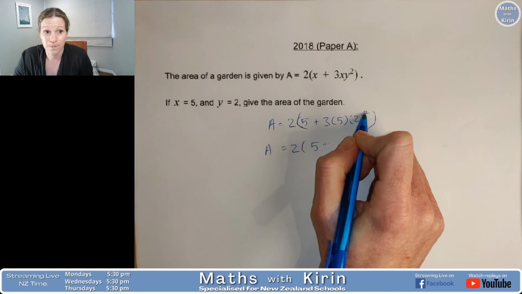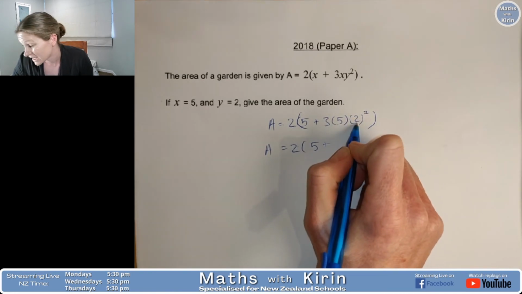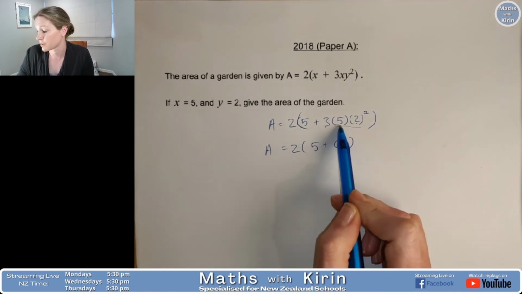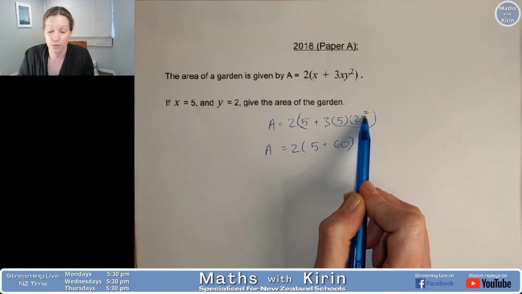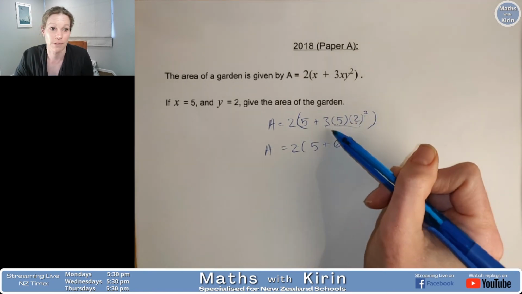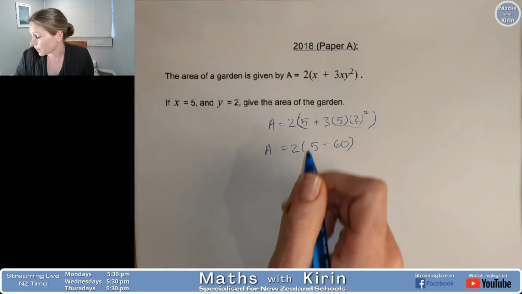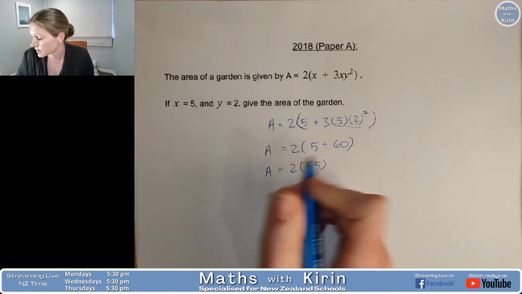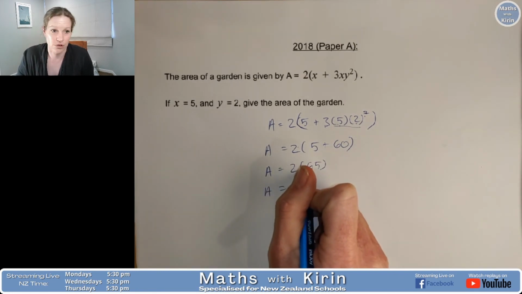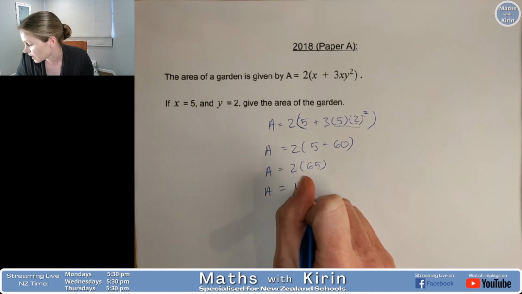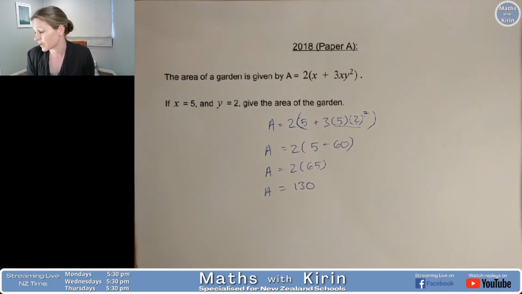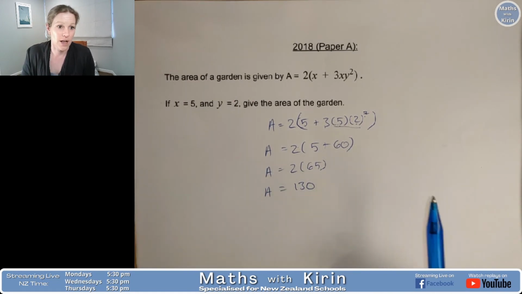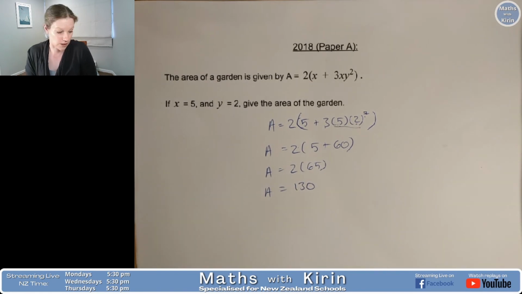2 squared is 4, 5 times 4 is 20, and 3 times 20 is 60. So that 3 times 5 times 2 squared becomes 60. Math rules say that we need to do the 2 squared first, and then we can multiply by the 3 and 5. And then brackets, so we've got 5 plus 60, so 2 times 65. 2 times 60 is 120, and then 2 times 5 is 10, so we get A. We have no units, but it doesn't tell us what these are measured in, so while we should have units squared for area, we don't know what the units are, so we can just leave it at 130.